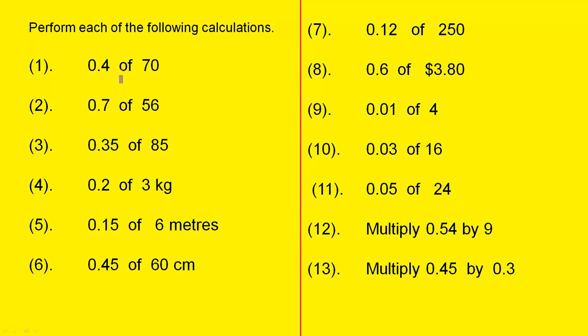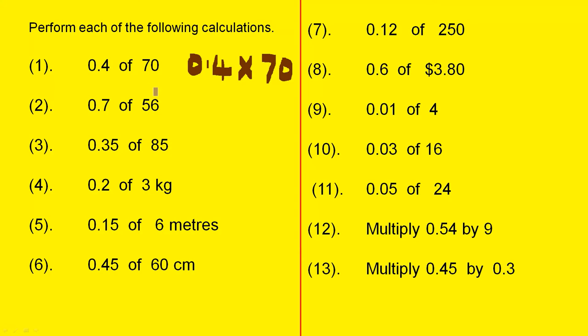Very briefly, we remember that the word "of" means multiplication. So basically that first one is really 0.4 multiplied by 70. So it's very, very important to know that the word "of" actually means multiplication.